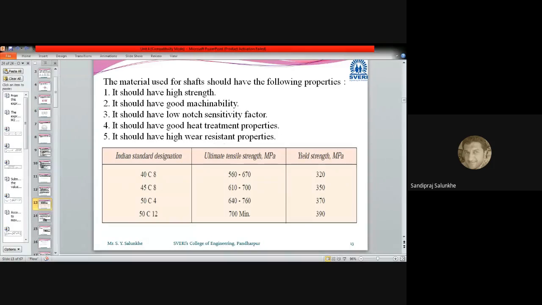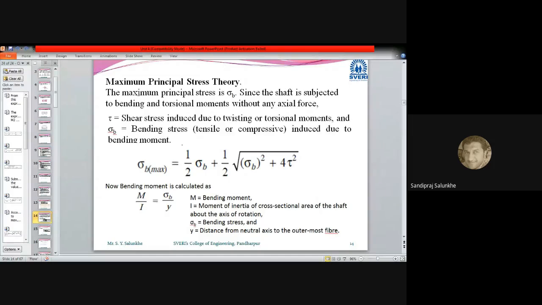For designing of shaft, we are going to design this shaft based on the maximum principal stress theory and maximum shear stress theory. Based on these two, we are going to design the shaft. While designing based on the maximum principal stress theory, we have to consider that the normal stresses in that shaft are exceeding, due to which the failure is occurring.